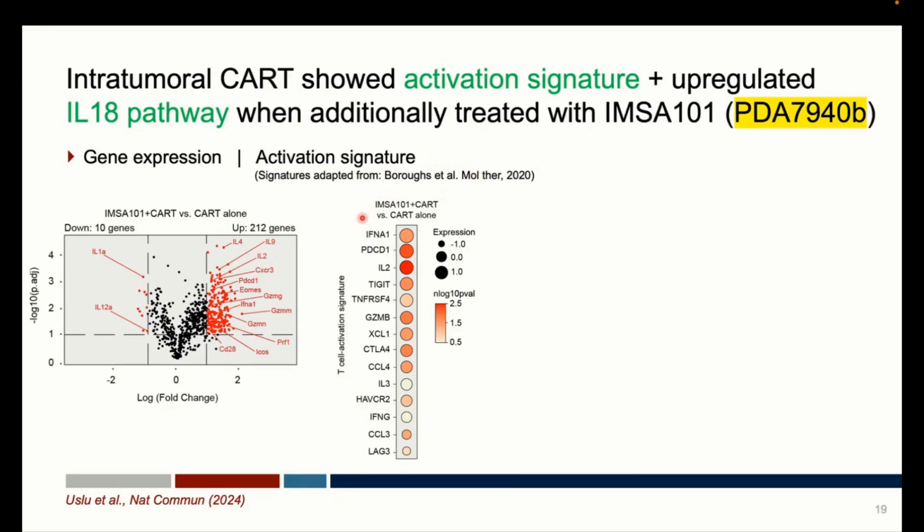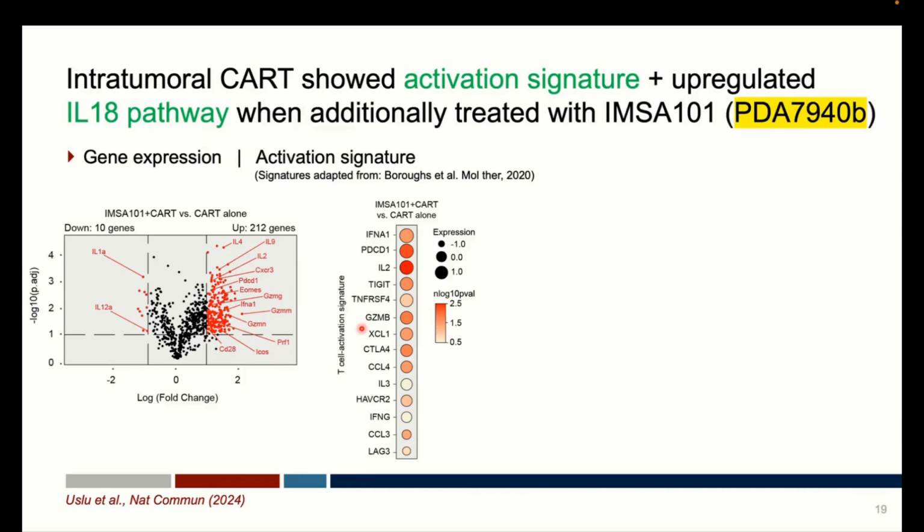And we could see that the intratumoral CAR T cells of the combination treatment group had significantly higher levels or upregulation of the interferon alpha gene, PD-1 gene, IL-2 gene, TIM-3, TIGIT, granzyme B, and other pro-inflammatory and activation associated genes. So this basically shows us that adding the STING agonist to the treatment seems to not only increase the infiltration of CD8 positive T cells into the tumors, but also seems to activate the intratumoral CAR T cells.